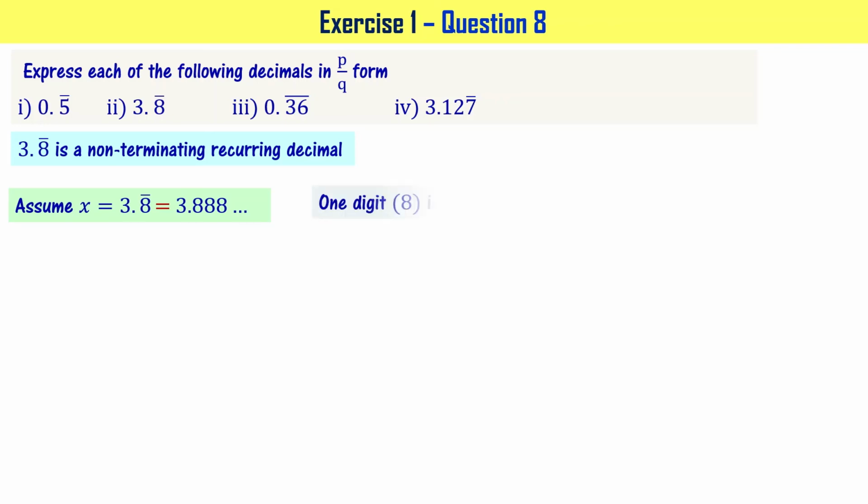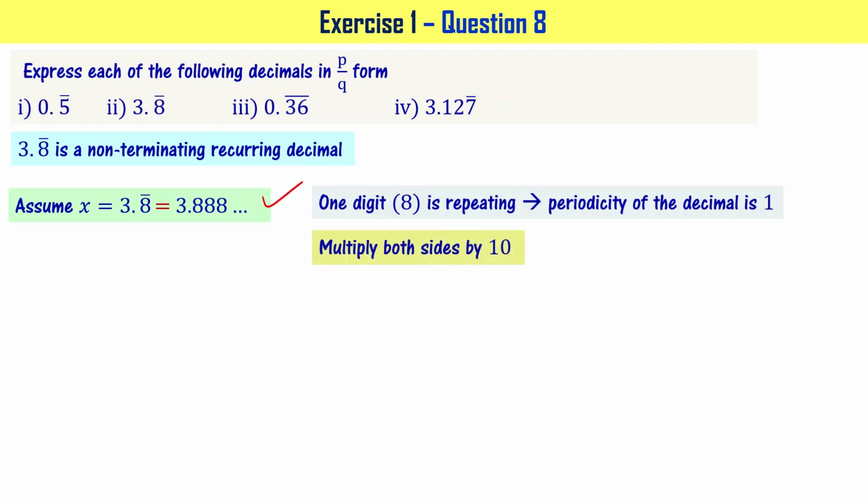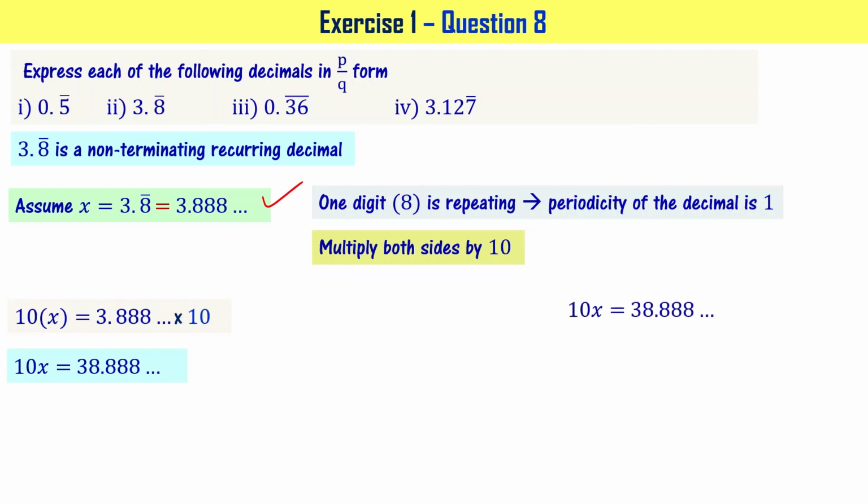When you look at this, only one digit, that is number 8, is repeating multiple times, right? That's why we are going to multiply both the sides of the equation with 10. When I do that, it becomes 10x equal to 38.8888 and so on, right? Now I want to subtract x from 10x. When I do that, this side we are going to have 9x and this side we are going to have 35. You take a look at this. You know, when you are subtracting, you have to arrange both the dots on the same vertical line, and you have 888 and so on. Here you have 8888 and so on.